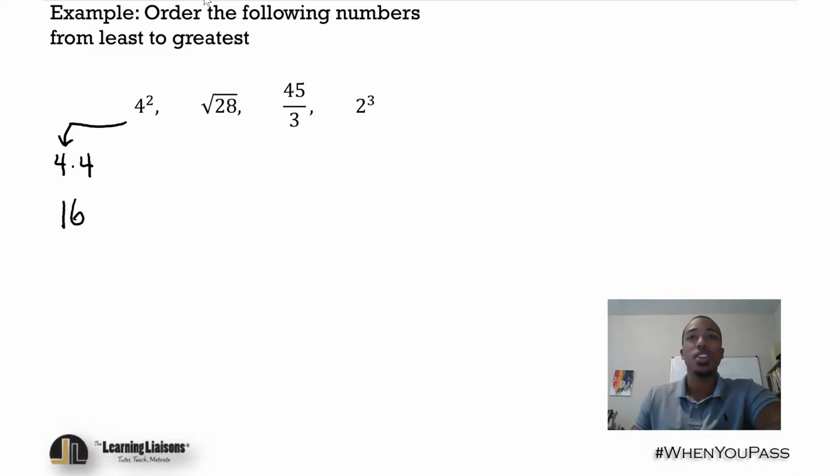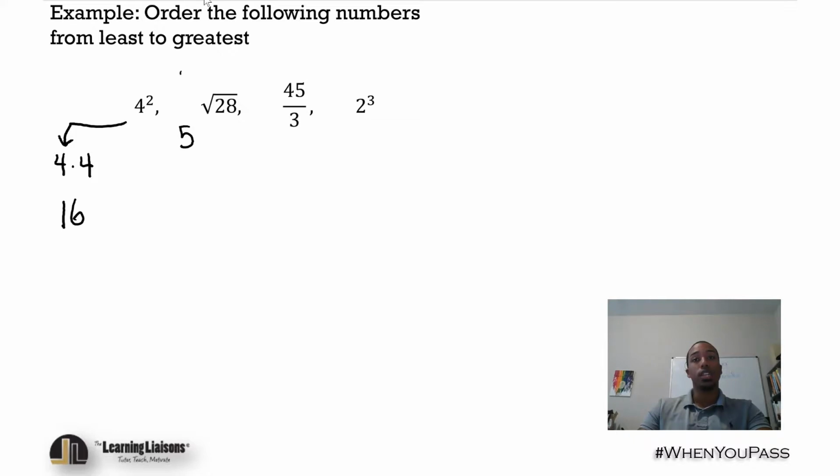Up next, we have the square root of 28. So remember what that means, the square root. Don't forget it so easily here. The square root of 28 means what multiplied by itself equals 28. It's not a perfect square. We know that the square root of 25 would be 5.